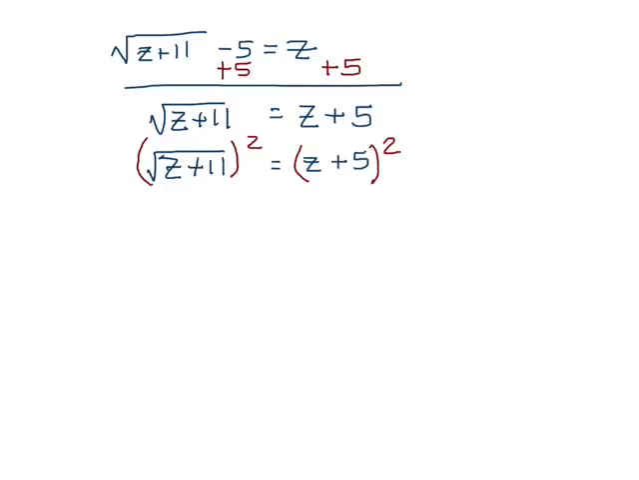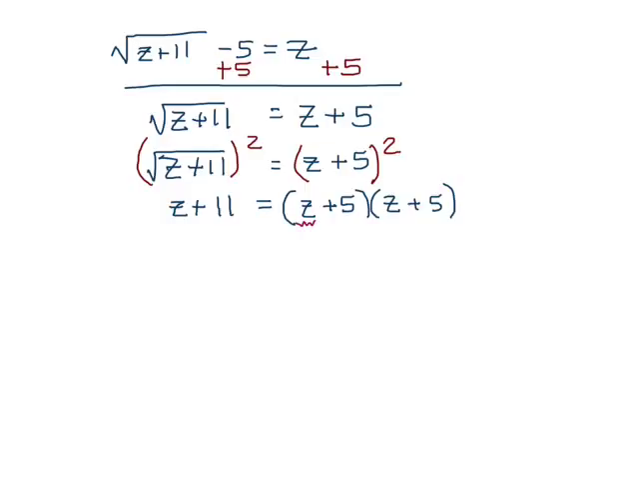On the left side, squaring is the opposite of square root. So our result is just the radicand, everything under the radical sign. On the right, we have a binomial that's squared, so we must expand this binomial, z plus 5 times z plus 5. We will use the distributive property to multiply z plus 5 times z plus 5.